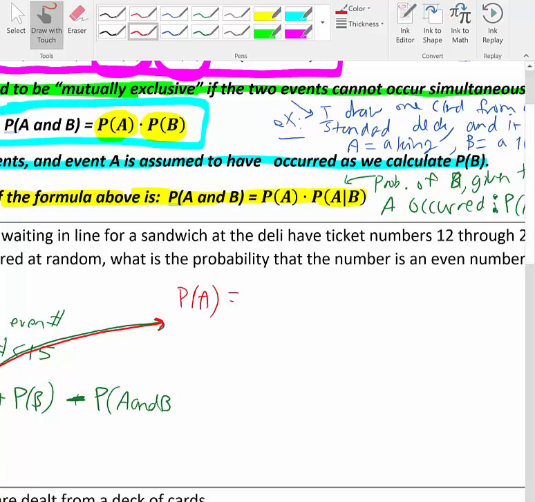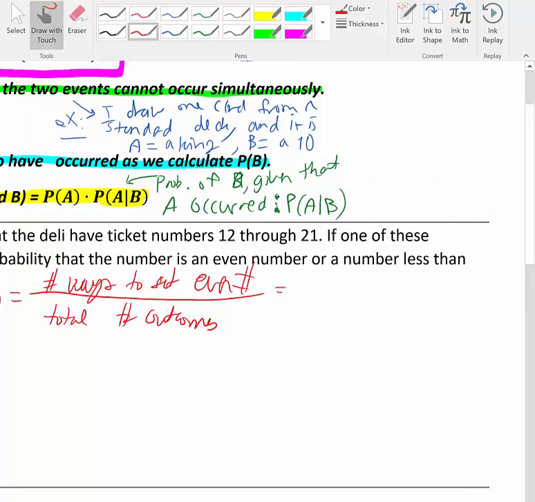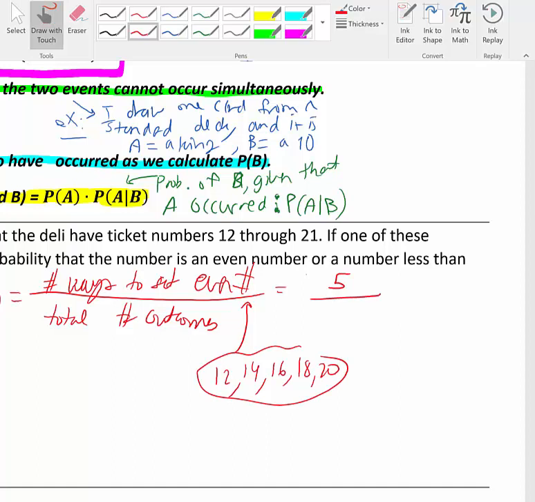The number of ways to get an even number. So basically, how many even numbers are there between 12 and 21? And the total number of outcomes. I just have to figure out how many even numbers there are from 12 to 21. There's 12, 13 no, 14, 15 no, 16, 18, 20. So there are 5 ways you can get an even number between 12 and 21, including 12: 12, 14, 16, 18, and 20.